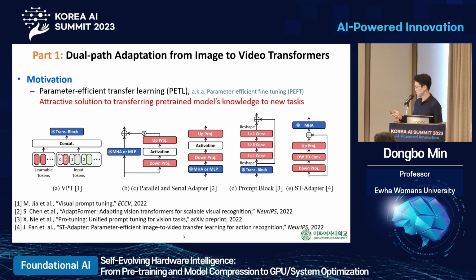This paper title is Dual Path Adaptation from Image to Video Transformer, and this paper appeared in this year's CVPR. The motivation is this one. Parameter efficient transfer learning, which is also known as parameter efficient fine tuning, is becoming popular as a very attractive solution for transferring the pre-trained model's knowledge into a new task. This technique appeared in the NLP society in the beginning, but now it is being adapted into the computer vision society.